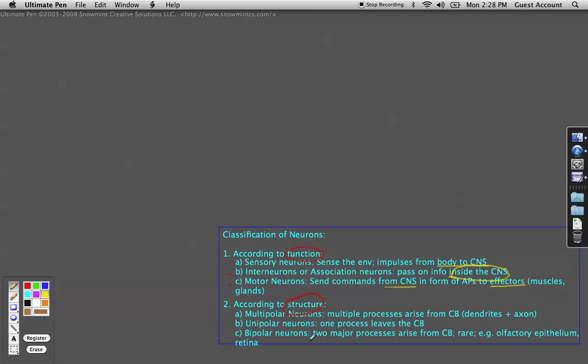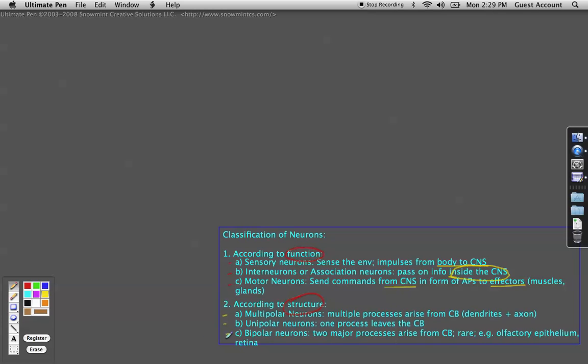But as I said, we can also look at the neurons in a totally different way, and we can look at how many processes actually arise from the cell body. When we say processes, we mean axons and dendrites together. So processes mean axons and dendrites.